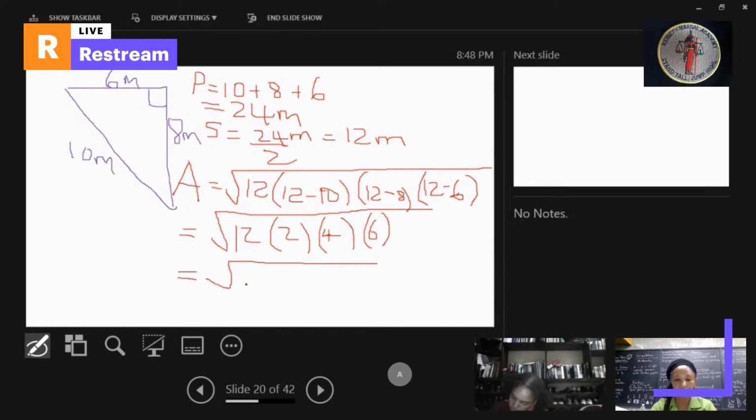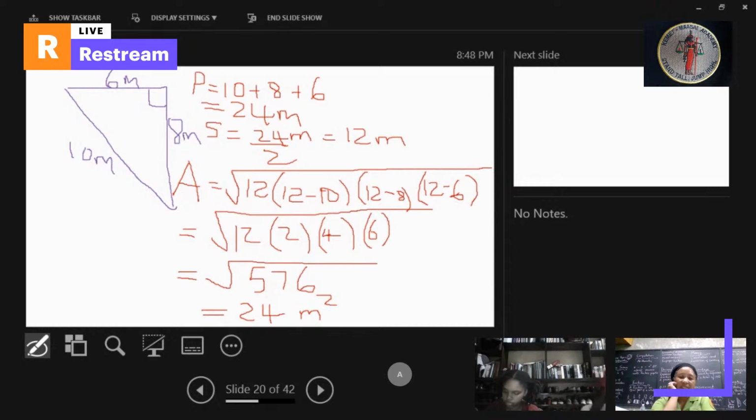Miss, that is 550. 576. Miss, 576. And then we're going to find the square root of 576, which is 24. So that's the area: 24 meters squared. All right.